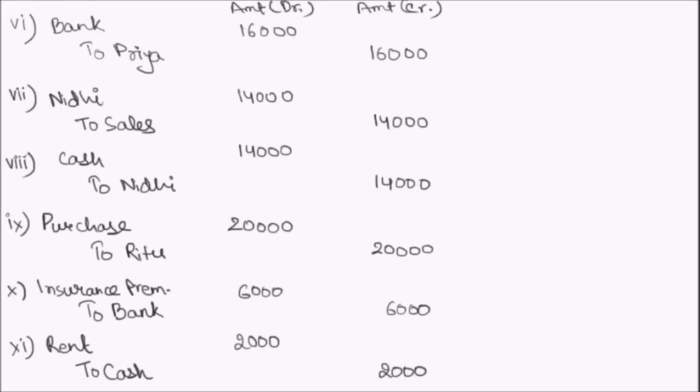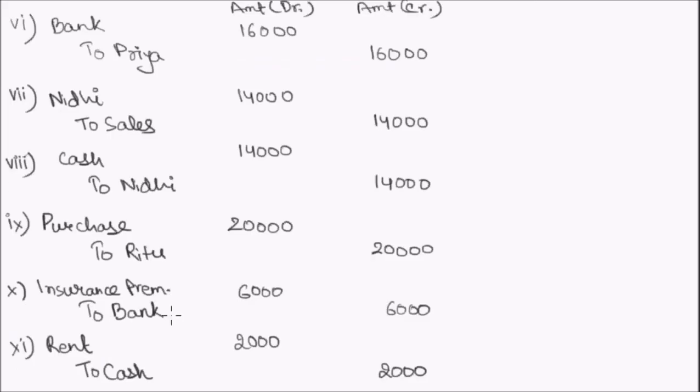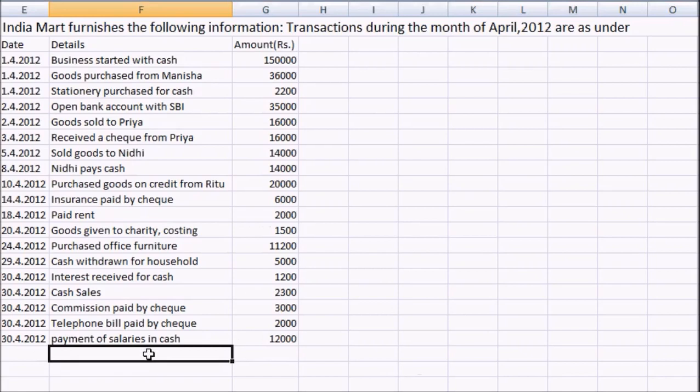Now let us come to the next transaction. Goods given to charity costing 1,500 rupees. Now there are two accounts involved in this transaction. As it deals with goods account, so it would be purchase account, and the next one is charity account. Charity is considered to be an expense, and as goods has decreased because of charity, so it must be credited.